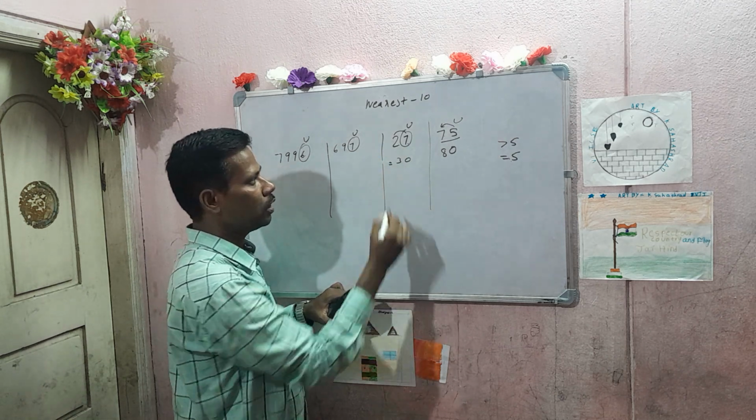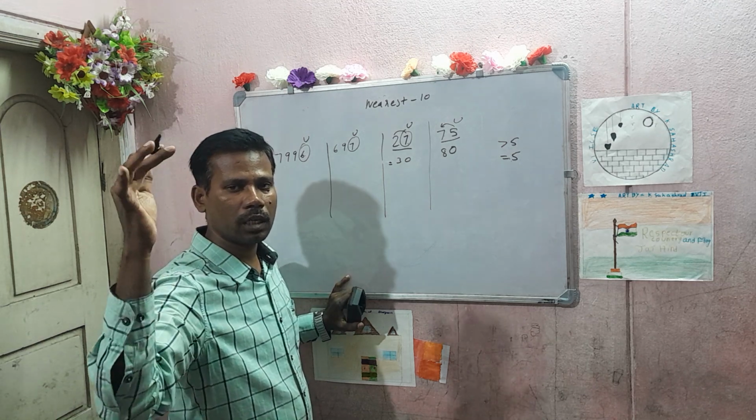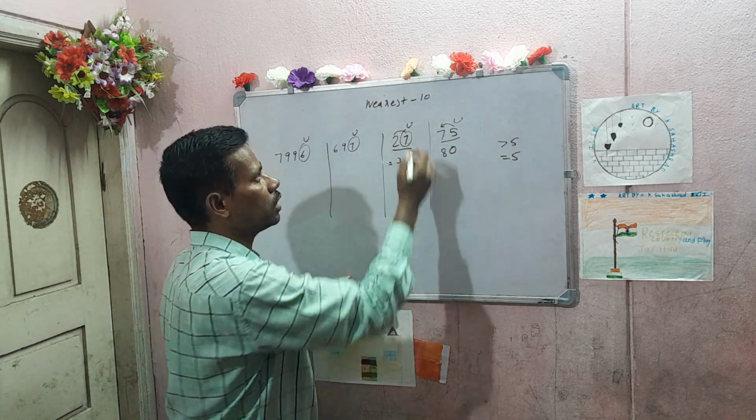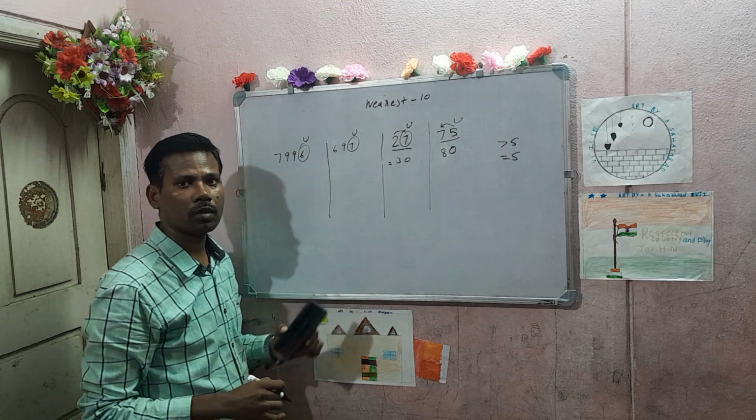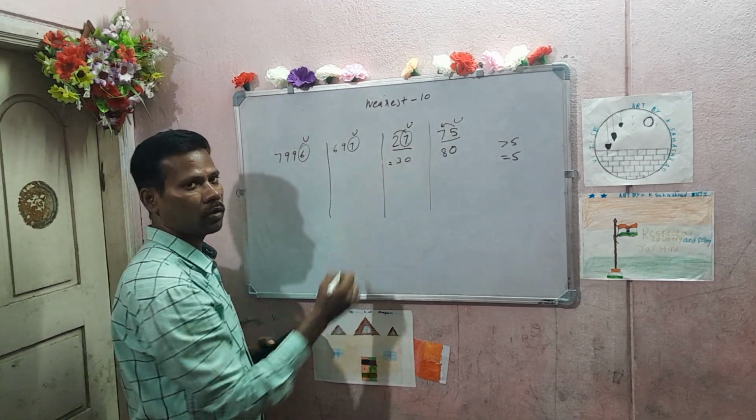So it is 30. Nearest, see here, 27. Count by 10, nearest 10: 10, 20, 30, 40, 50. Rounding, counting in numbers of 10: 10, 20, 30. Here 27, 20, I round up to 30.